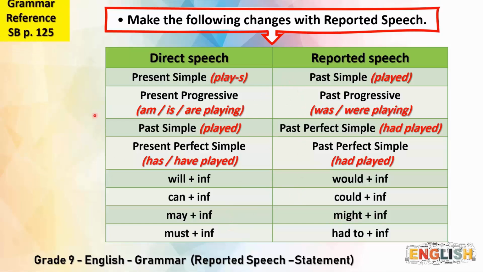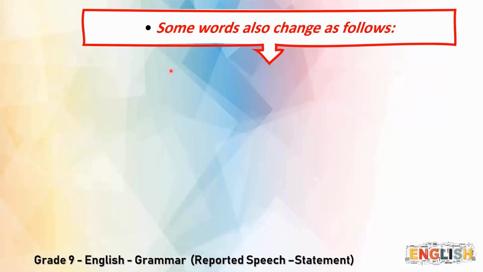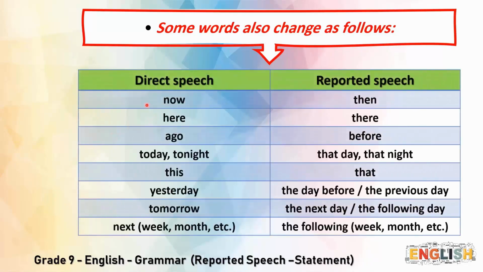You can review all these changes in your student book, page 125 in the grammar reference. Moreover, to the changes above, there are some words that also change as follows. Look at this table. In direct speech, we may have these words in the statements. These words can be changed into these words in reported speech. Of course, you can study them carefully in the grammar reference, student book, page 125. They are very important, of course.